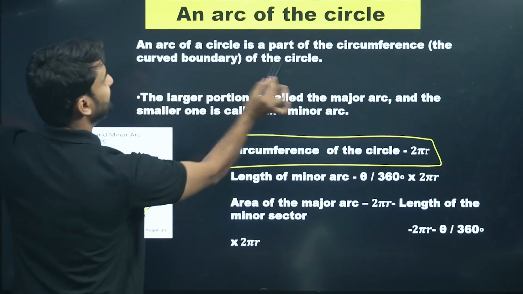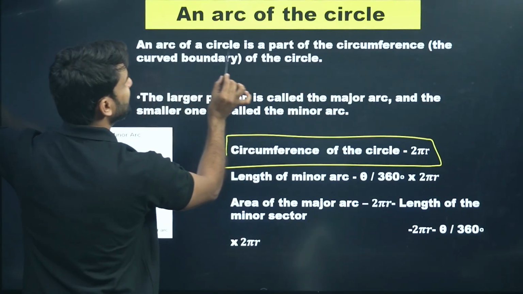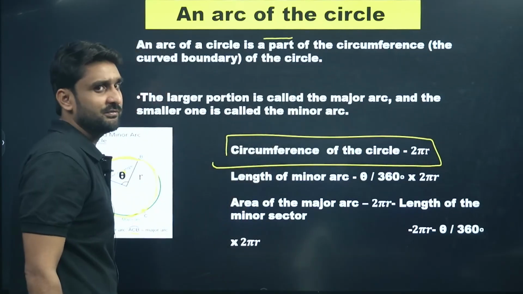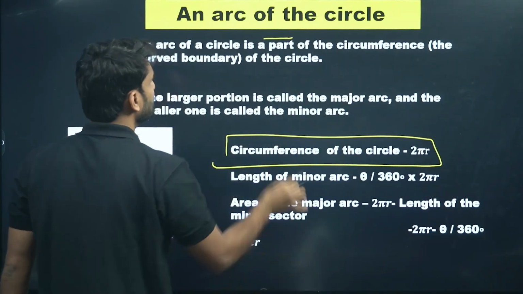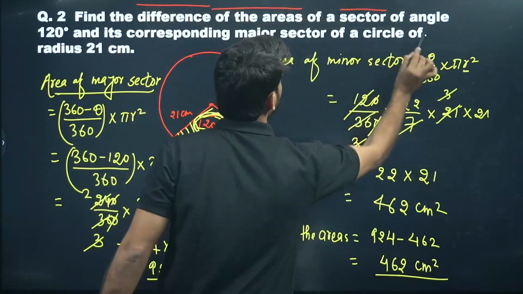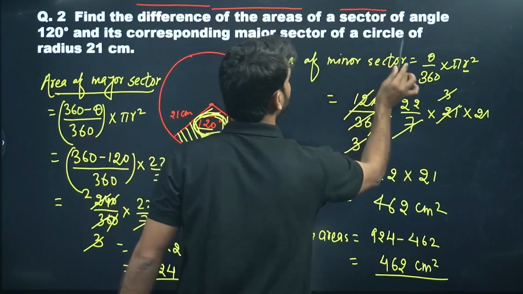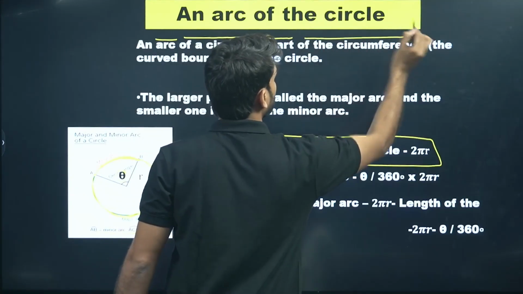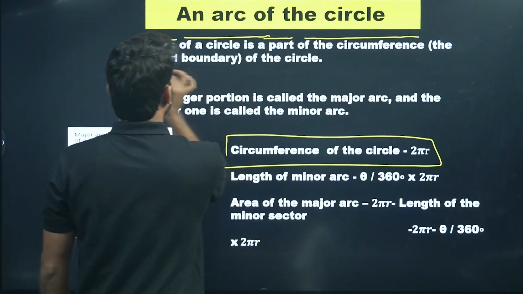First, look at the definition of the arc. An arc of a circle is a part of the circumference. I have already told you, an arc is the part of the circle's circumference, right? So an arc of a circle is a part of the circumference, the curved boundary.